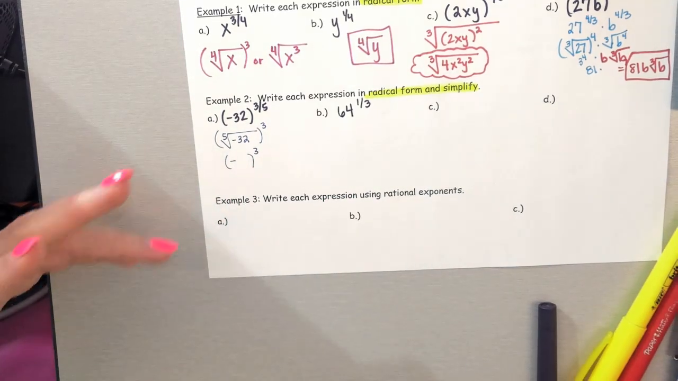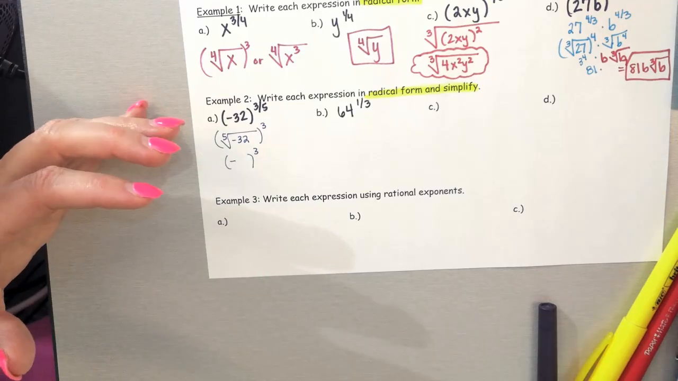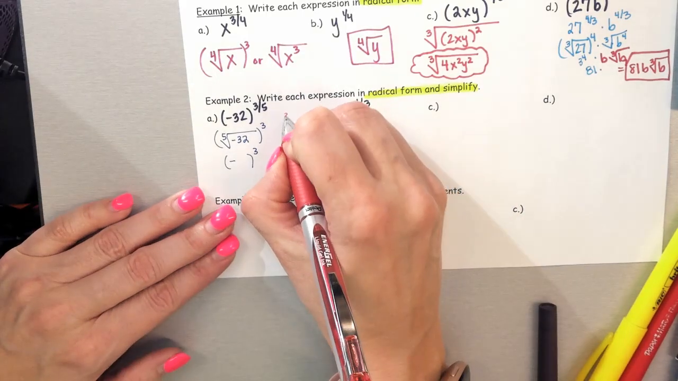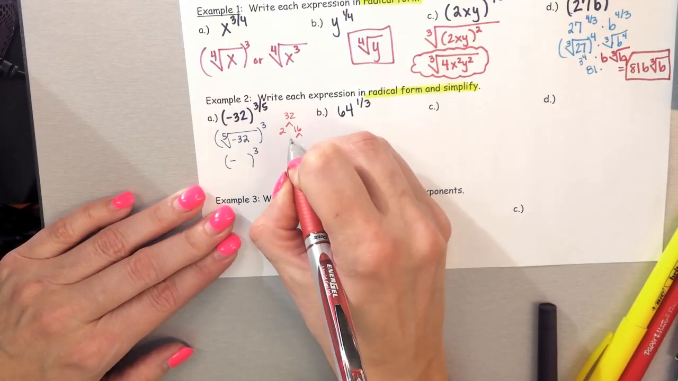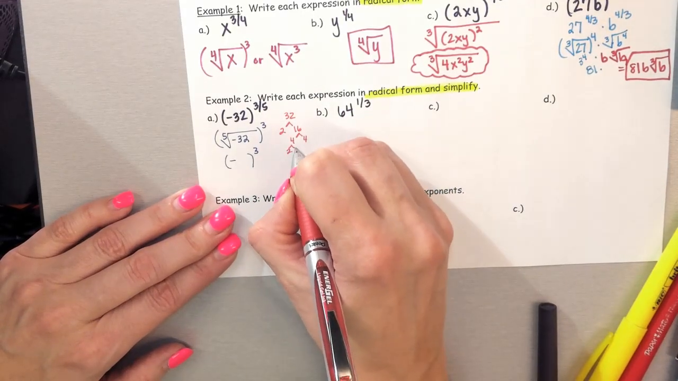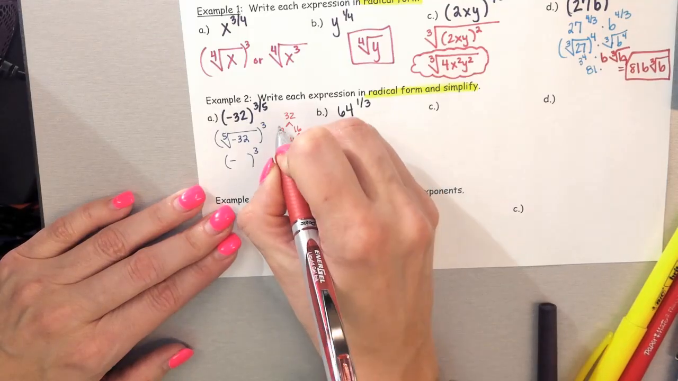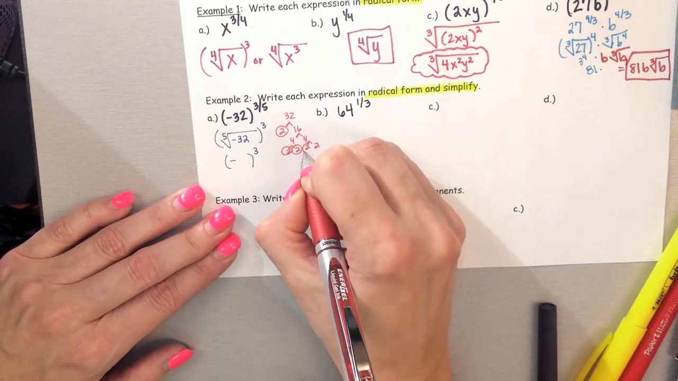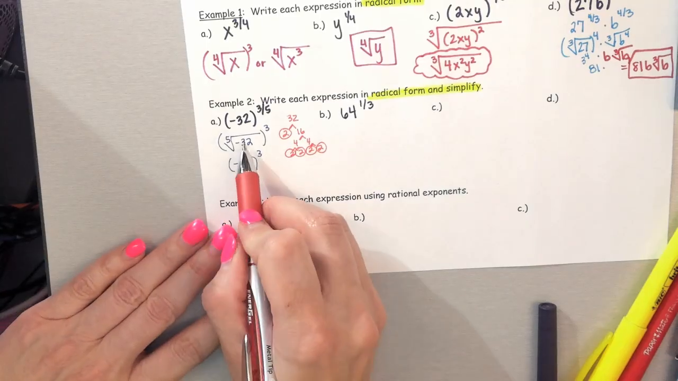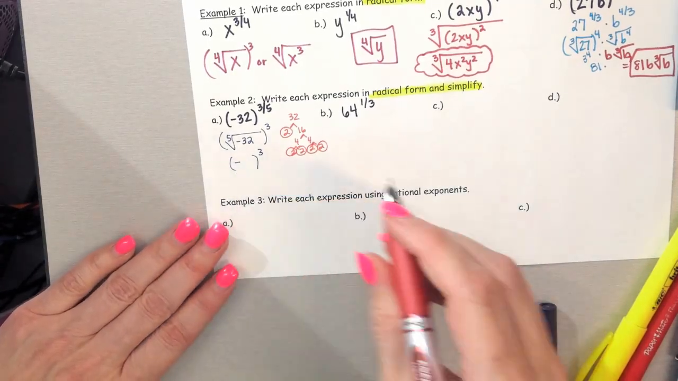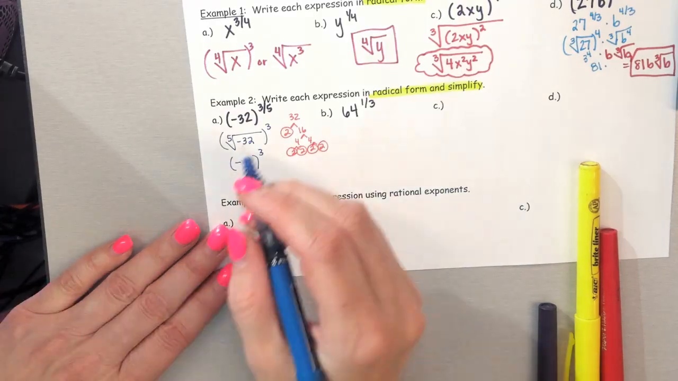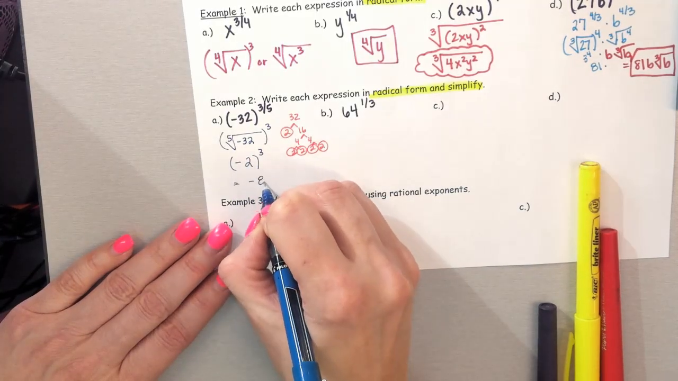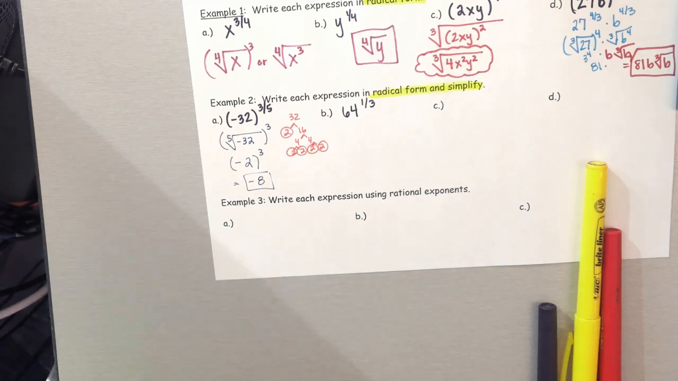Okay, some of you might know the 5th root of -32 right away. Some of you might need to factor tree. Whatever path you're on, that is fine. 16 is 4 and 4. That goes to 2 and 2. So you have 1, 2, 3, 4, 5 2's, which means the 5th root of -32 is -2. And -2 to the 3rd power is -8. So that's going to be your final answer.